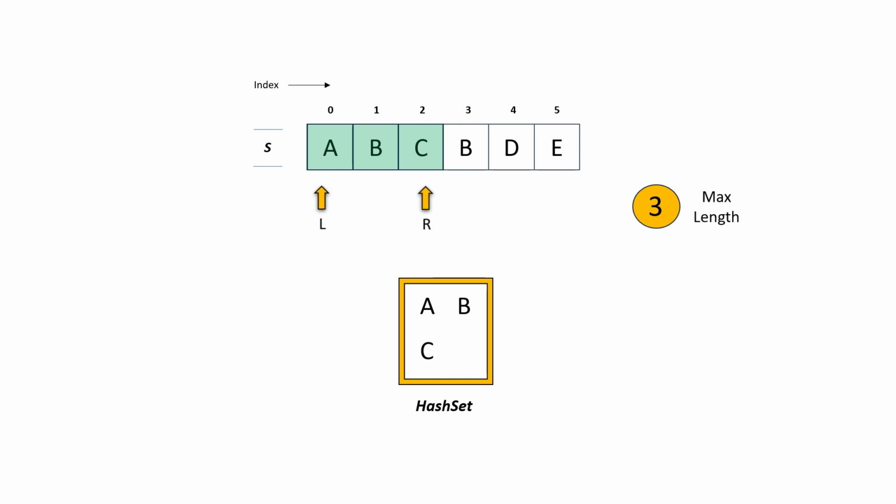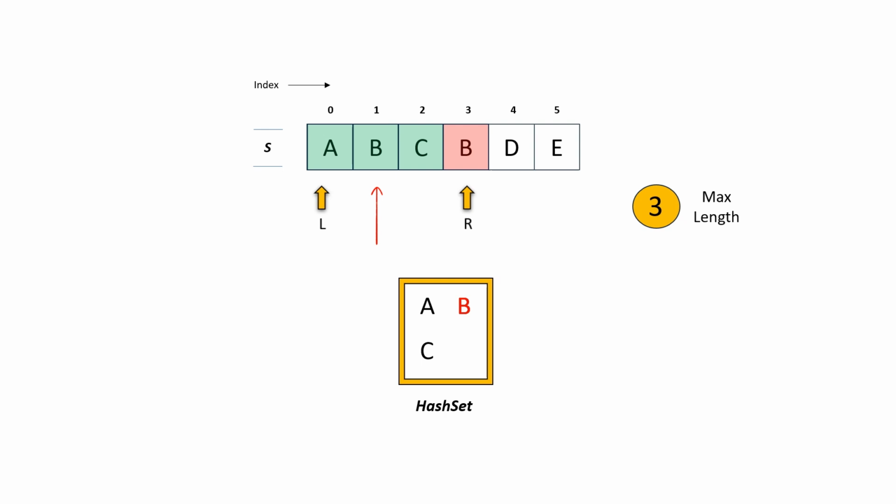At index 3, you will notice that we have encountered the character B. Character B was already present in the hash set. So we will not add B in the hash set now. What we will do now is that we will remove the oldest occurrence of my character, which is B. What was the oldest occurrence of B? It was present at index 1.